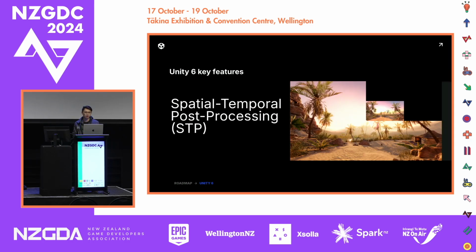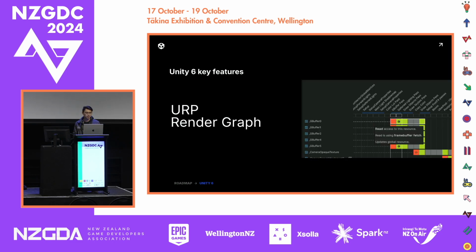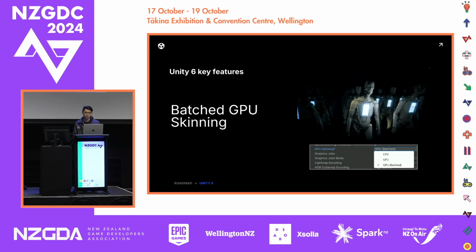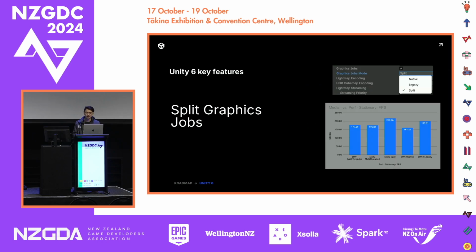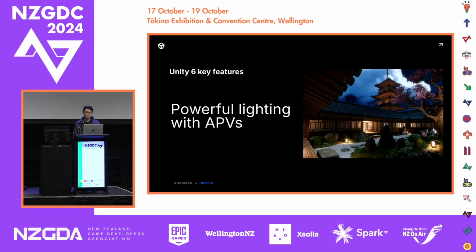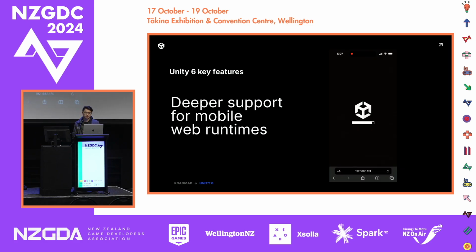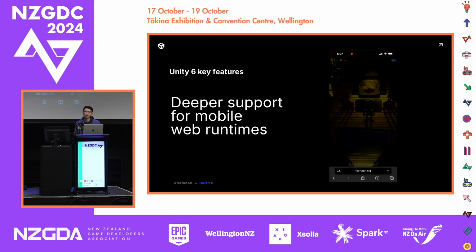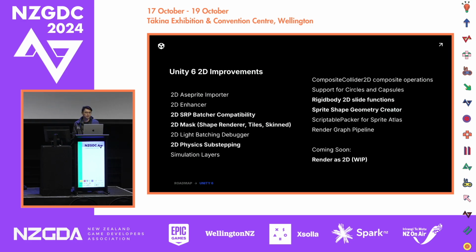I'm not going to go through all of them, just a quick slide of what they all do. URP render graph, GPU skinning, all to do with optimizing graphics. Ray tracing API is now production ready as of Unity 6. You now have a better way of laying out light probes with adaptive probe volumes, so it makes your workflow much easier. Now deeper support for mobile web runtimes. This means a lot of things. Support for WebAssembly 2023. So we have official support for all mobile web browsers now. Tons of changes to Unity 2D.